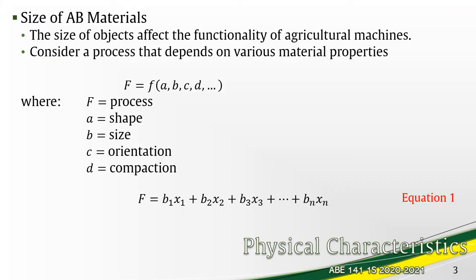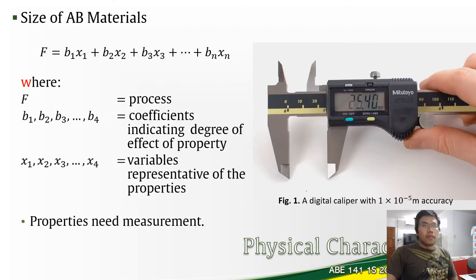The size is foremost an important quantity as an input parameter in agricultural machines. Consider an agricultural process F that is a function of parameters A, B, C, D, and others. Each will have a contributory factor to process F via the coefficients B1, B2, B3 up to Bn. The individual parameters have been assigned variables, which should be first measured before their influence in the process F can be determined.